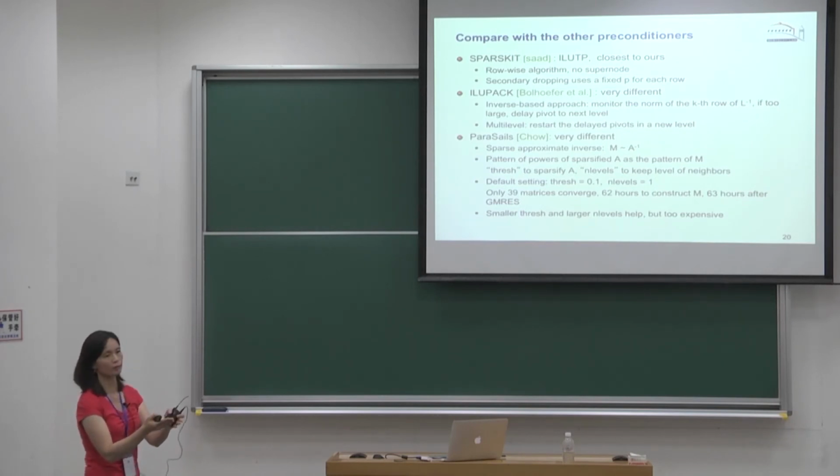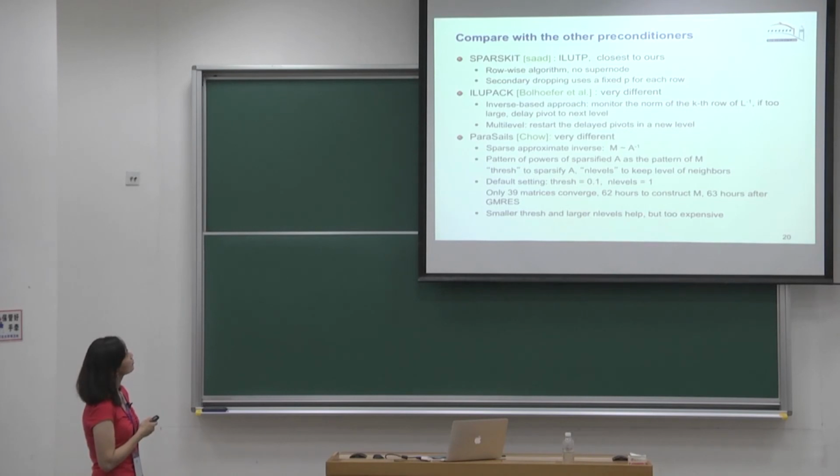At the next level, you have maybe n-2 altogether, right? And I'll treat this n-2 as a completely new linear system, a new matrix. I'll do the scaling, equilibration, everything from the start. So that's how, with this scheme, they set up this multi-level scheme. They restart the delayed pivots in a new level, okay?